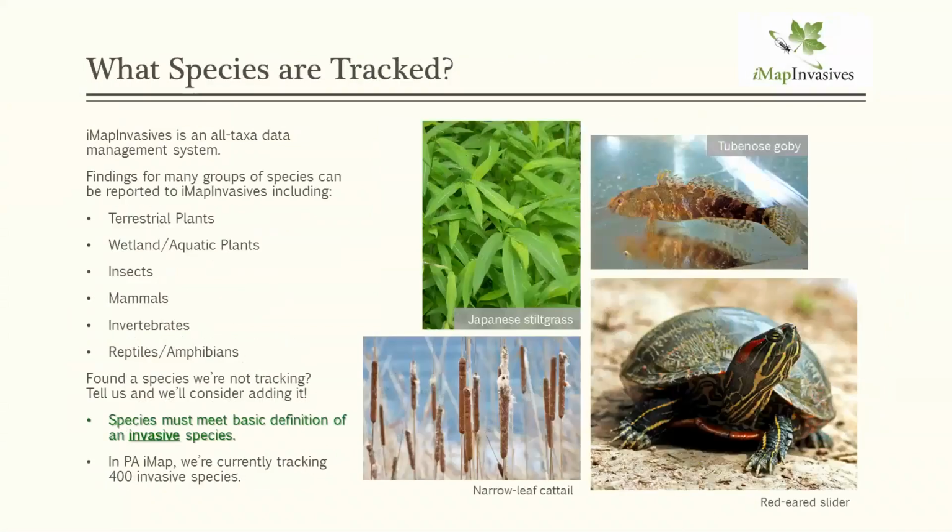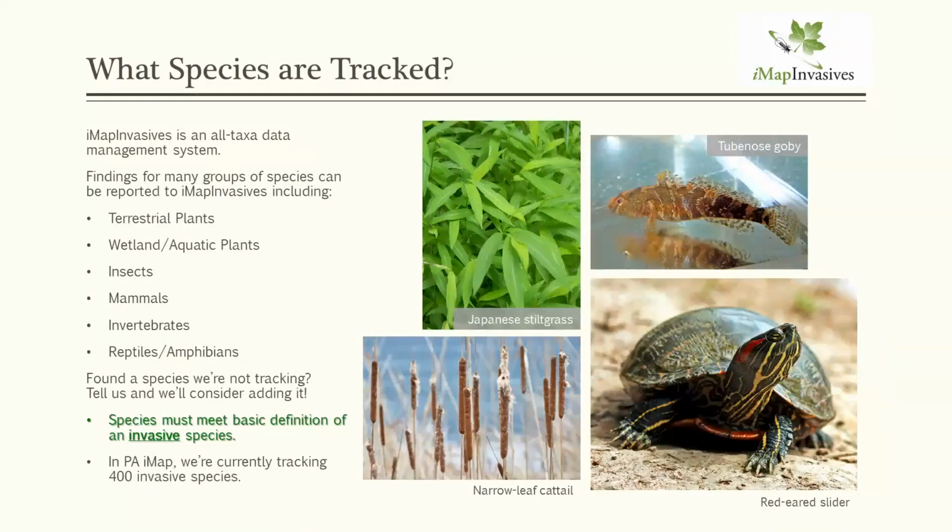So what species are tracked in iMap? It is an all-taxa data management system. It's not just plant-based. We do track several different types of species, including terrestrial plants, wetland and aquatic plants, insects, mammals, invertebrates, and reptiles and amphibians. But if you happen to find an invasive species that is not on our list, you can let me know and we will consider adding it as a tracked species.